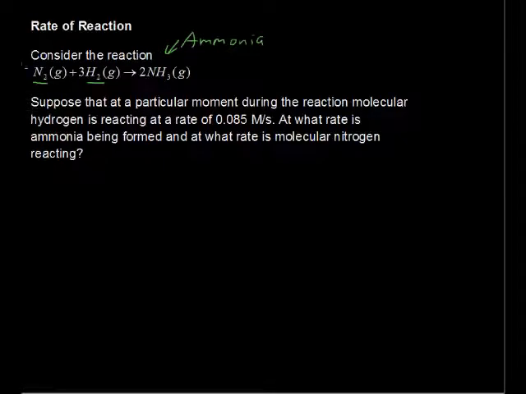Let's look at these coefficients. We have 1 mole of the nitrogen gas and 3 moles of the hydrogen gas, and that yields 2 moles of the ammonia gas, or 1 molecule, 3 molecules, and 2 molecules. No matter how you look at it, these coefficients are what we want to pay attention to.